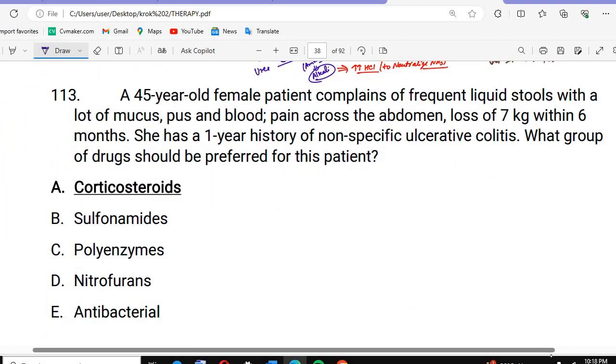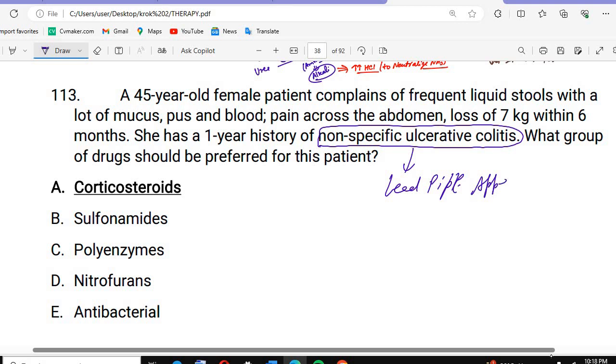Then we have non-specific inflammatory bowel disease. I told you that we have two disorders, Crohn's disease and ulcerative colitis. In ulcerative colitis, we discussed that it involves the mucosa and submucosa, it is not transmural. What else did we discuss? Collar button ulcers, pseudopolyps, and lead pipe appearance are seen in ulcerative colitis.